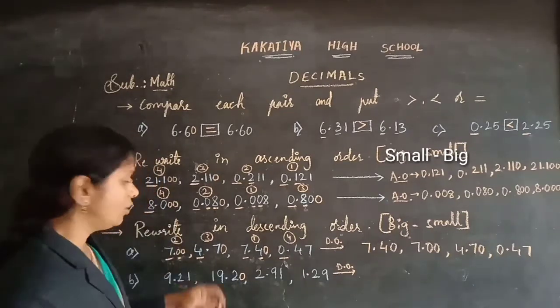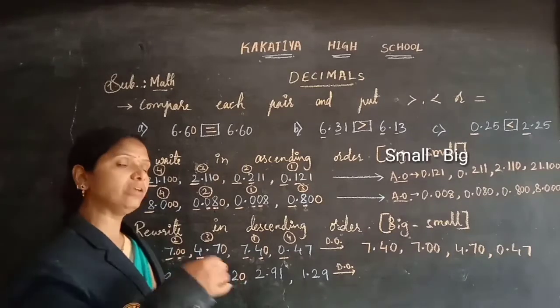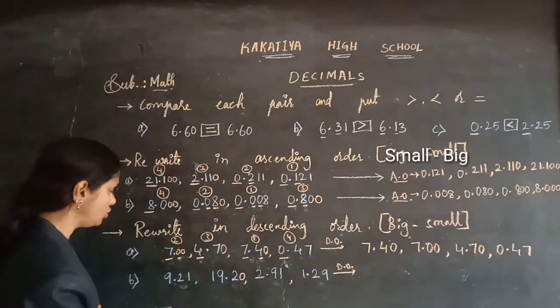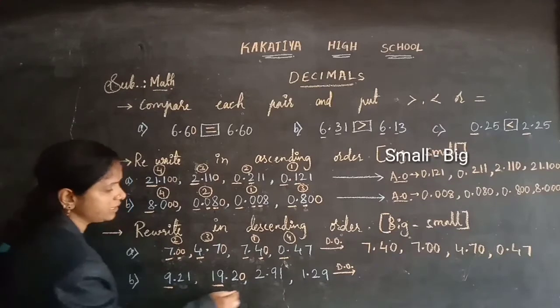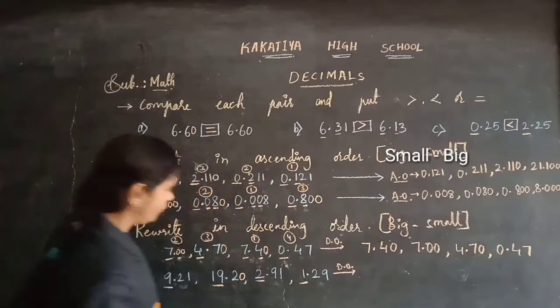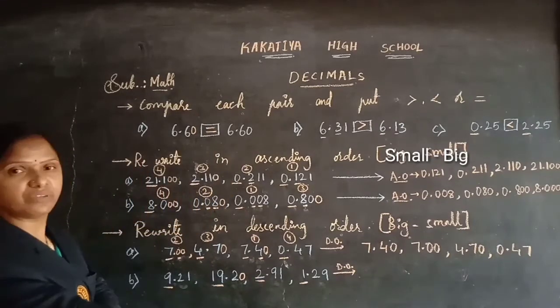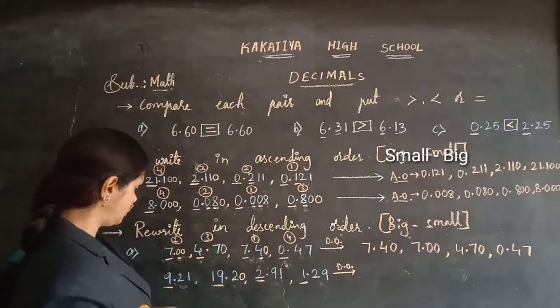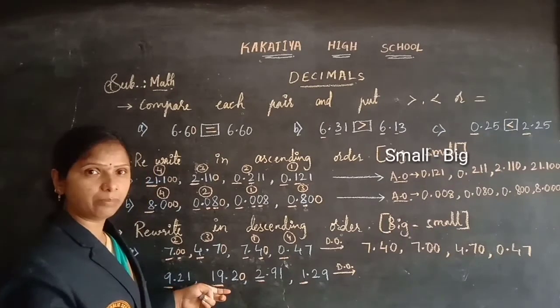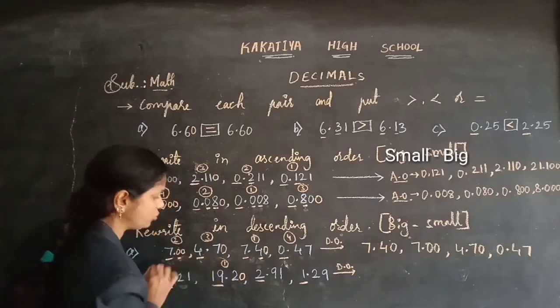Okay. Now let's give the places. To give the places, first we need to compare the integral parts. Here 9, here 19, here 2, 1. Which is the bigger here? All numbers we have are different, children. So which is the bigger in this? 19 is the bigger integral part. So I am giving first place to this.